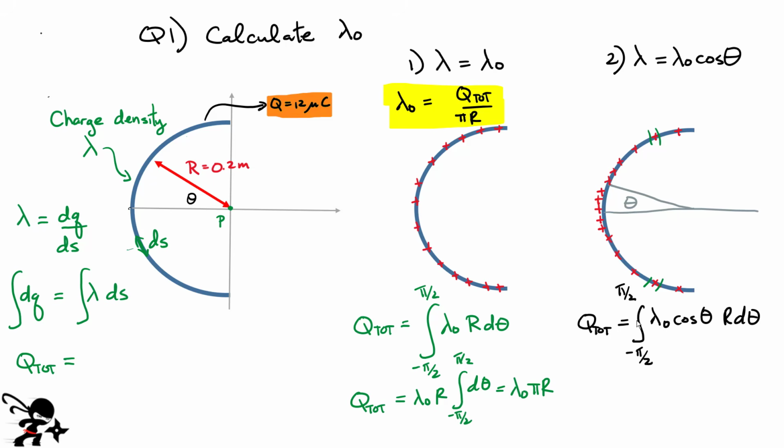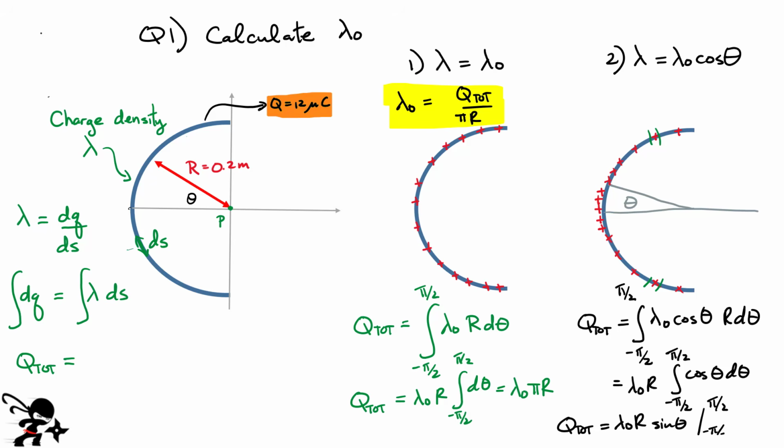Again, there are two constant terms, lambda 0 and r. You simply bring those in the front. So you have lambda 0 r, and then we're integrating from minus pi over 2 to pi over 2 of cos theta d theta. The integral of cosine is sine. So that simplifies our calculation. At the end, my last bit of calculation is simply lambda 0 r sine of theta, evaluated between both of these limits.